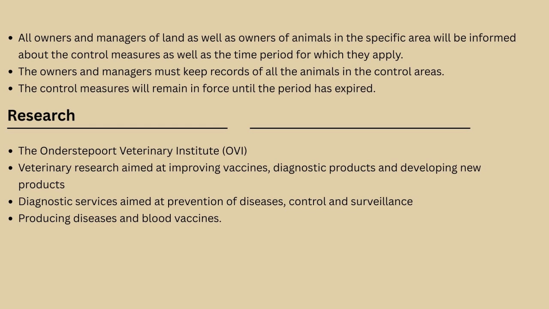Research. The Onderstepoort Veterinary Institute, OVI, conducts veterinary research aimed at improving vaccines, diagnostic products and developing new products. It provides diagnostic services aimed at prevention of diseases, control and surveillance. It also produces disease and blood vaccines.